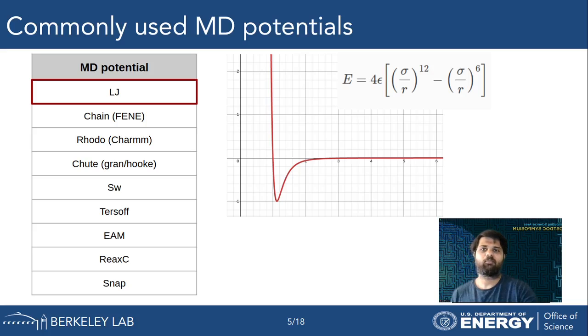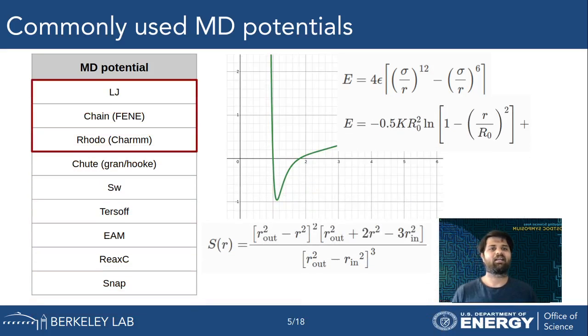A further development of which, by adding a couple of dampening terms and additional terms to it, we come to the FENE potential and the CHARMM potential. The FENE potential just has an additional interaction term, and for the CHARMM potential, you have the dampening term. So this is not really a gain in the sophistication of the potential. It's just a couple of added terms to make it more accurate.